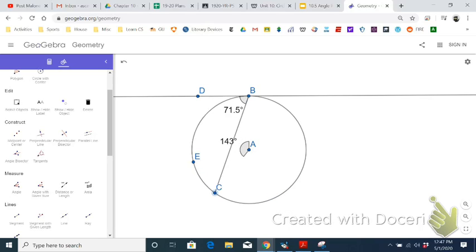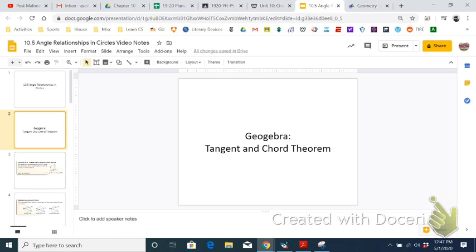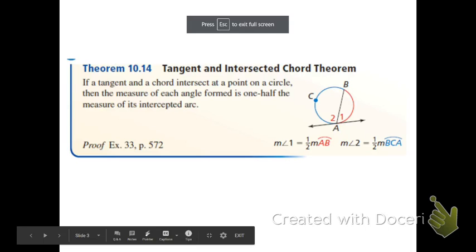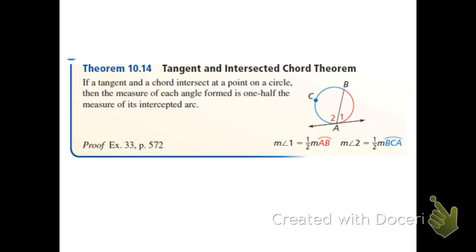Alright, so if you have an angle made of a tangent and a chord, and its vertex is on the circle, like point B, you could treat it just like an inscribed angle. So if you look at that theorem here, that's what we just learned. If you want to pause the video and jot that down, now would be a good time. Alright, so angle 1 is half the measure of arc AB, angle 2 is half the measure of arc BCA.